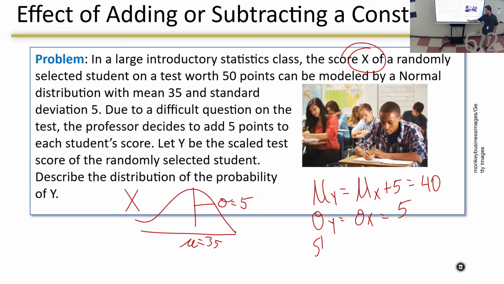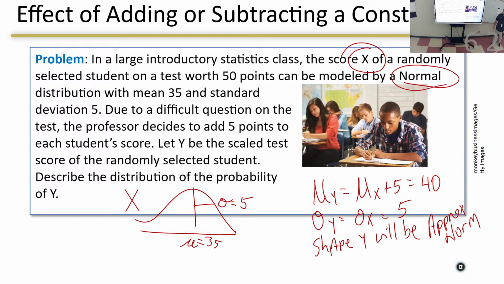And then the shape of Y will be normal. It says normal, but I like to put approximately. You're never wrong by putting approximately in front of it, and sometimes you're wrong if you don't put it. I think you're okay because it just says normal here. I didn't really need to draw that, other than that it's just a huge habit of mine. I could have drawn Y, I guess.